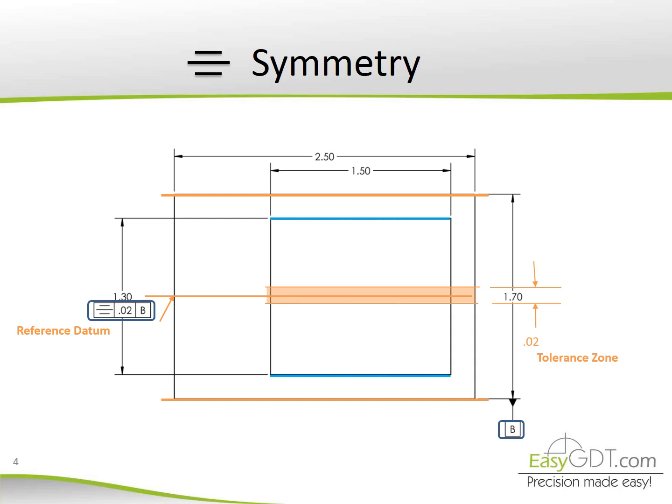That is, these two opposite points, we find the midpoint here. And from these, and these, and so on. All these midpoints must be within the tolerance zone.